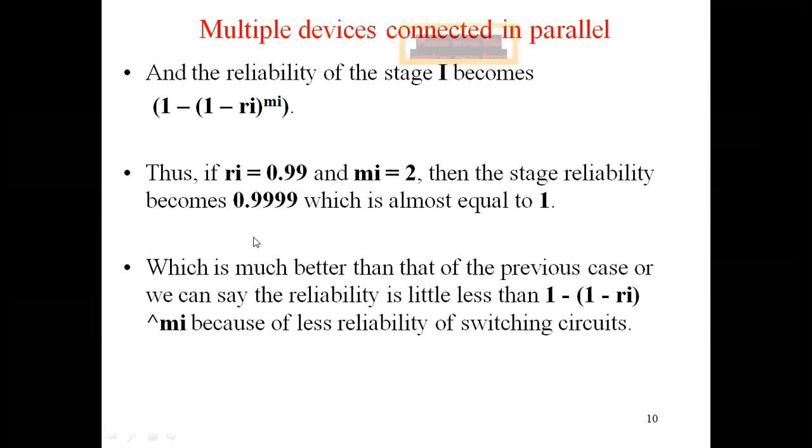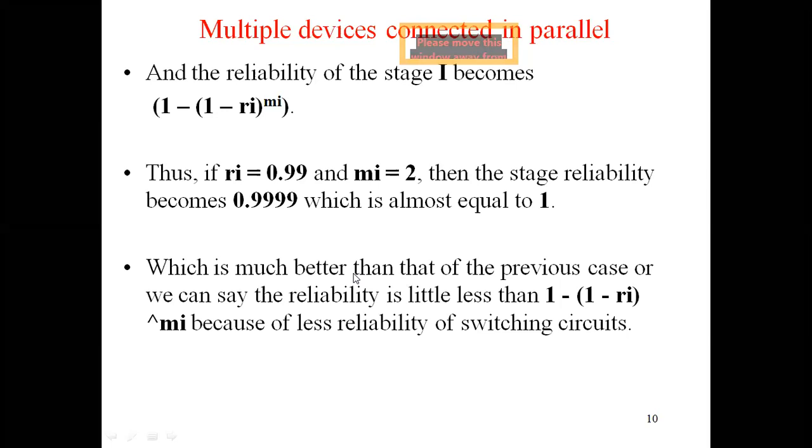Which is much better than that of the previous case, or we can say the reliability is a little less than 1 minus of 1 minus Ri power Mi because of the lower reliability of switching circuits. So this is the formula we are taking, but we are using the switching circuits.